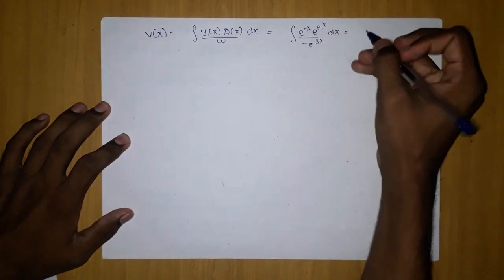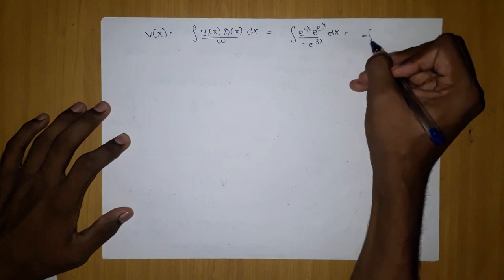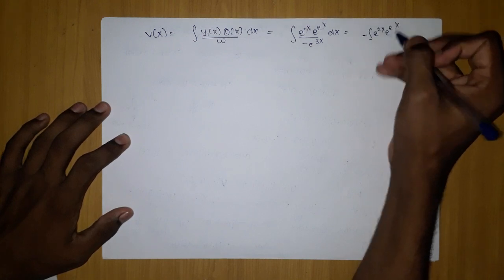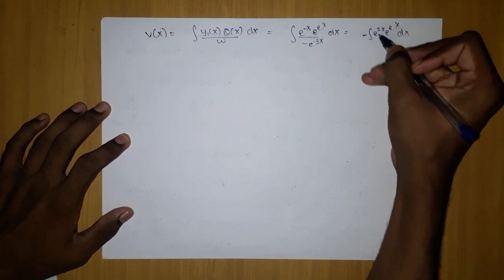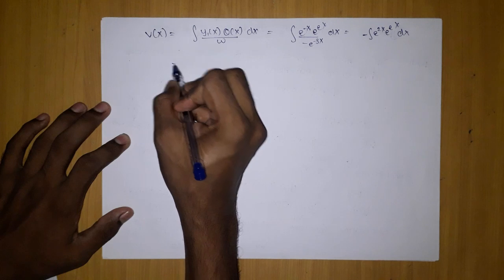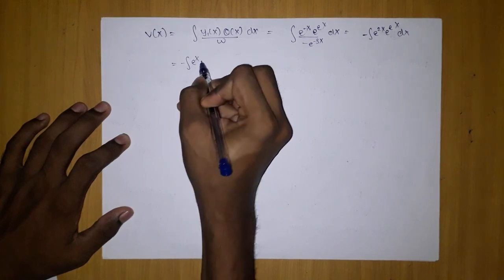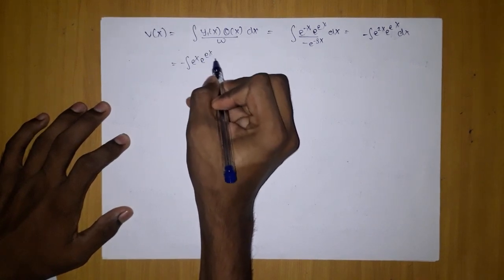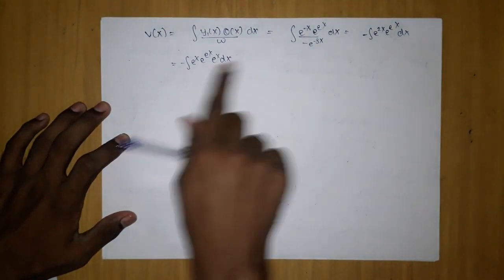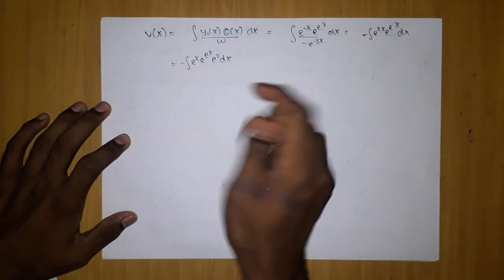So if we move this up, we are going to get minus e to the power 2x into e to the power x, right, into dx. Whenever this appears, we can write e to the power 2x as e to the power x into e to the power x, into e to the power x dx. Do you agree with this? We can split the e to the power 2x into 2 e to the power x.